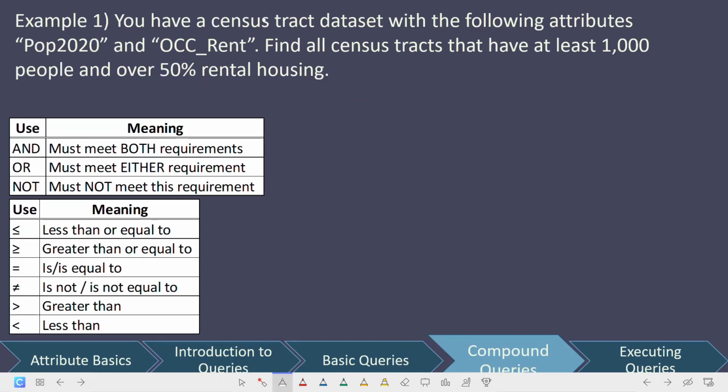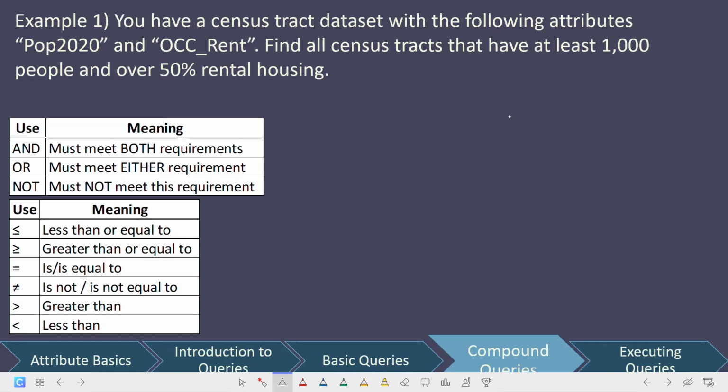So let's imagine that we have census tract data with a population in 2020 and the number of occupancies or households that are renting. And the idea is that we want to find all of the census tracts that have a population of at least 1,000 and over 50% rental housing.